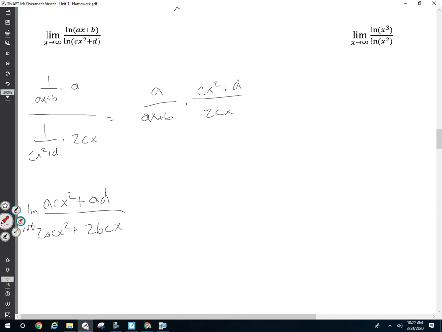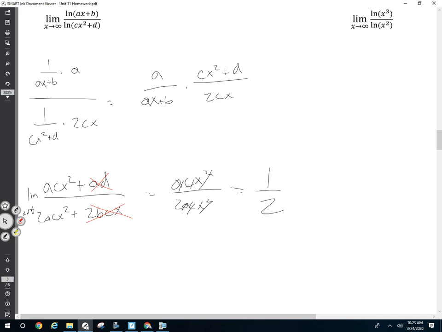Now, you could continue to use L'Hopital's rule, but you could also now use your understanding of properties and growth rates. The ad is not growing at all compared to the acx squared. The 2bcx is not growing as fast as the 2acx squared. So you end up with acx squared over 2acx squared. The x squareds cancel, the a's cancel, the c's cancel. Your answer is 1/2. Okay, that's one way to do it.